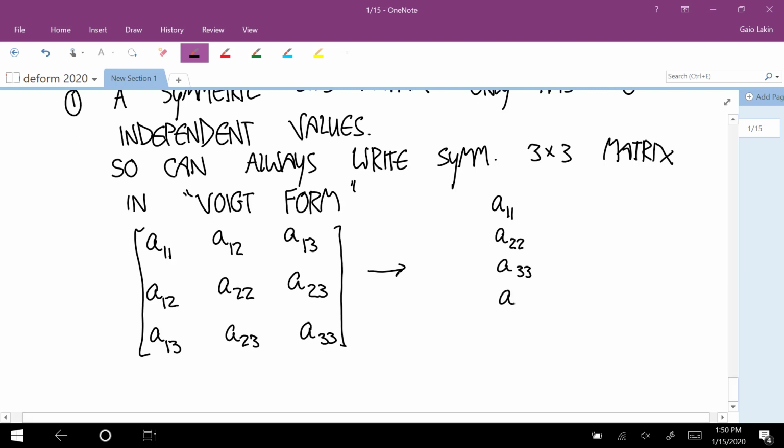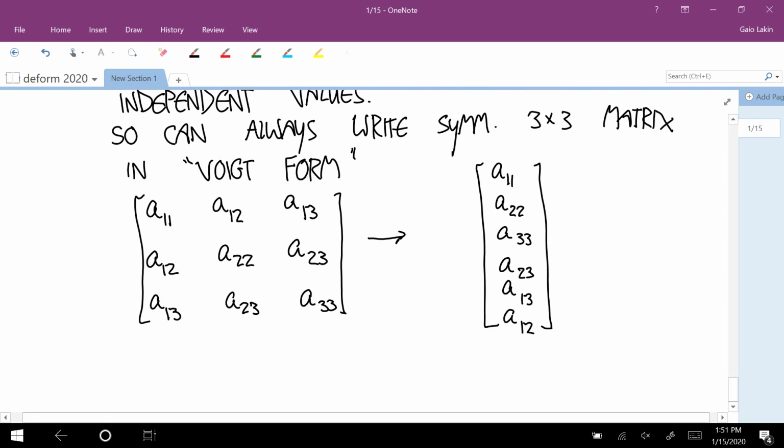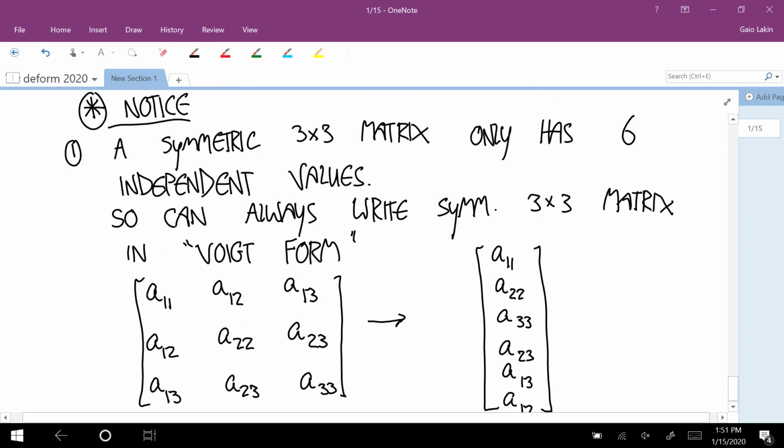But what would make sense for the next element? Obviously 1,2, right? Nope, that's going to be last. And what would you do next? 1,3. Nope, that's going to be second. And what would you do last? 2,3. Nope, that's going to be first. So this is the Voigt form. I don't know where that order comes from. It's odd, but that's just how it is. Okay, so that's the first important fact about symmetric 3x3 matrices.